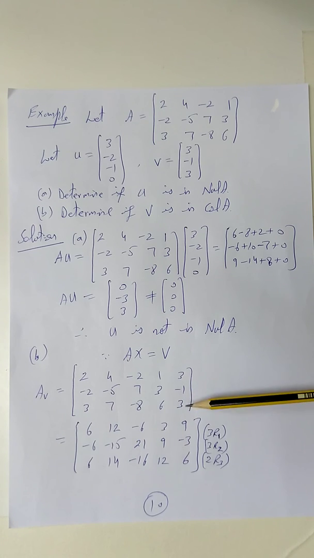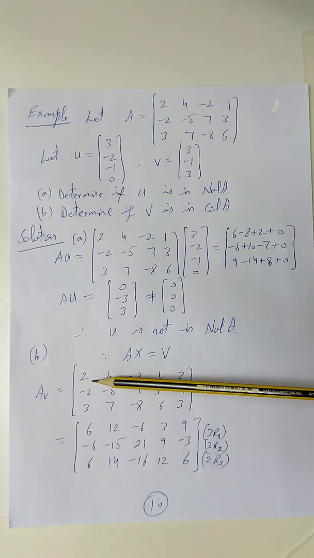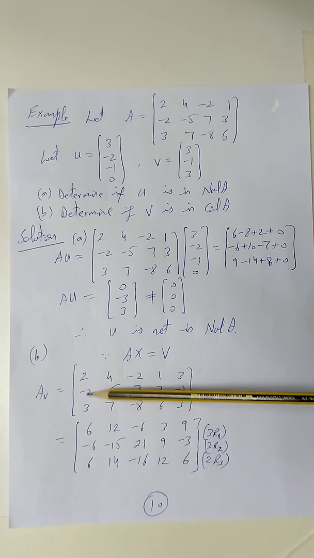Now we want to find the solution of this, so we will do it by the row reduction method. For row reduction, first you can see the top entry is non-zero, and now we want to make the entries below it 0.